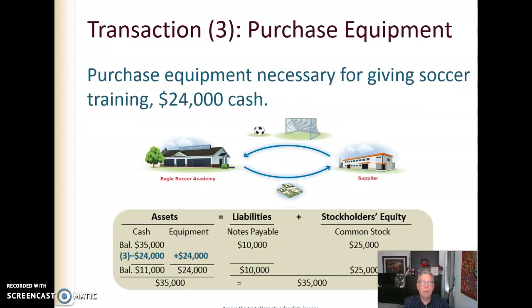Now we're going to purchase some equipment. Both of those are assets. Equipment is a long-term asset. Cash is a current asset. But both of them live on the left-hand side. Cash is going down to pay for the equipment, and equipment is going up.